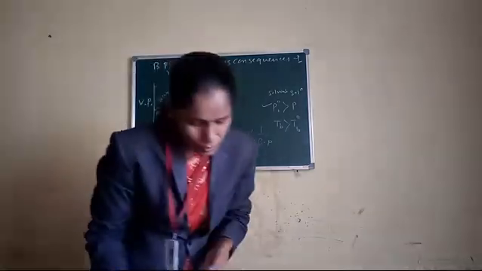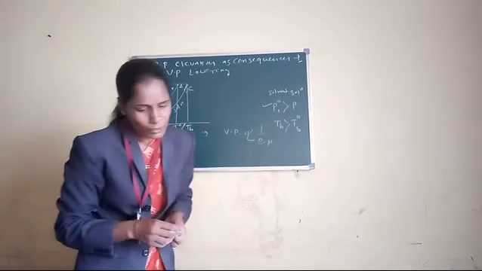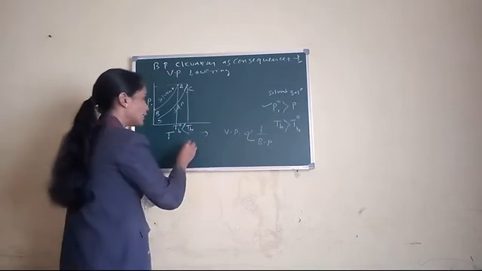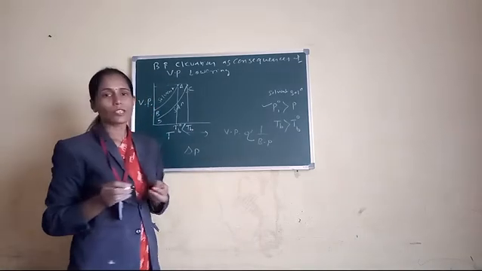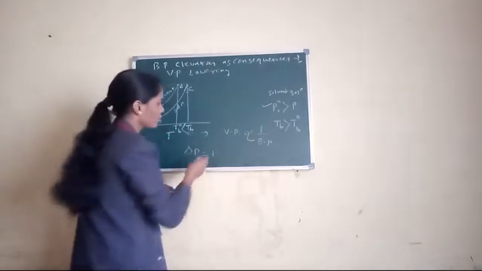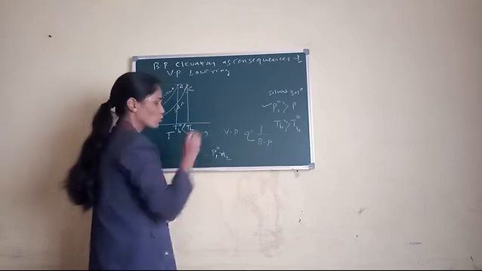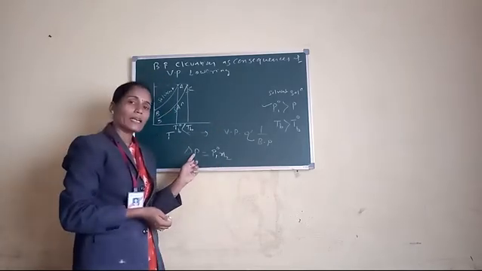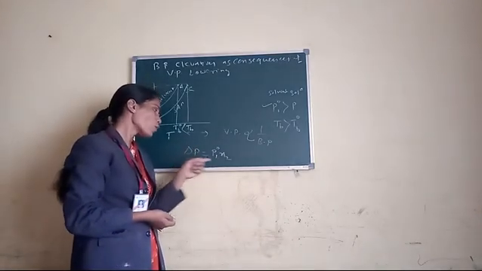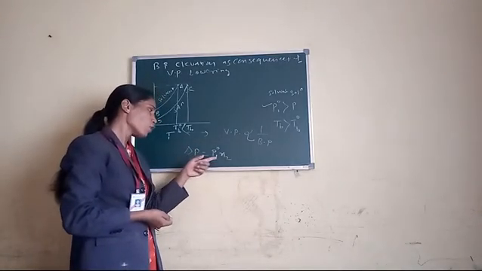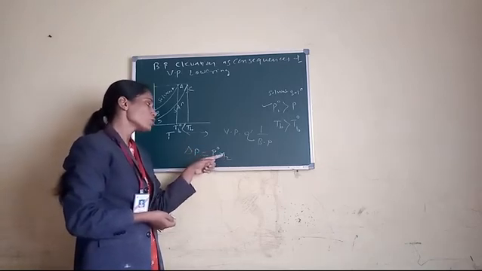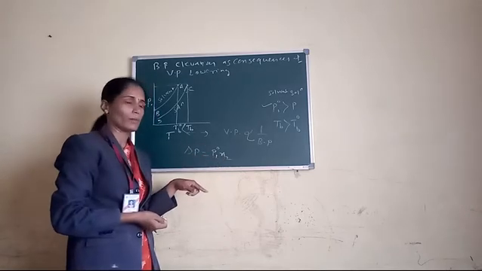Then the next topic. In the last point, delta P, the lowering of vapor pressure, is equal to P1 naught into X2. Delta P, the lowering of vapor pressure, is a colligative property. From this formula it is clear that if delta P depends on X2, the mole fraction of solute, then this property is a colligative property.